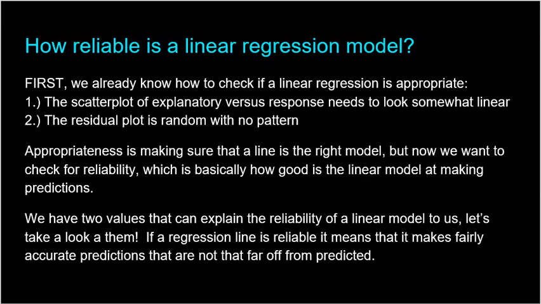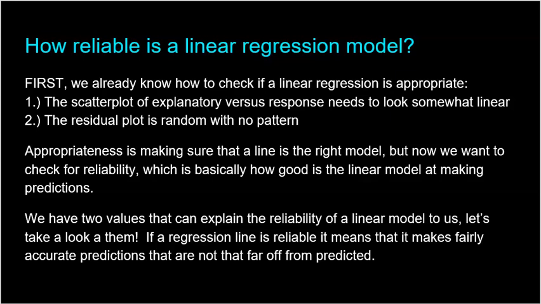But those are the 2 things to check if you're asked about appropriateness. Appropriateness is simply making sure that the line is the right model to be using. But now we want to explore reliability. Reliability is basically saying, hey, how good is our line at making predictions? Now that we know our line is the right thing to be using, how good is it at making predictions? And that's what we talk about when it comes to reliability.